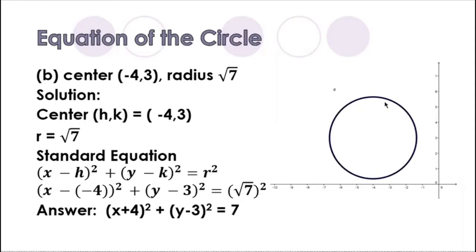So, ito ngayon ang kanyang graph. Yung circle natin ay located yung center sa second quadrant, which is negative 4, 3. At ang radius naman niya ay square root of 7. So, pag square root of 7, nasa ano yan? 2 point something. And that's it.